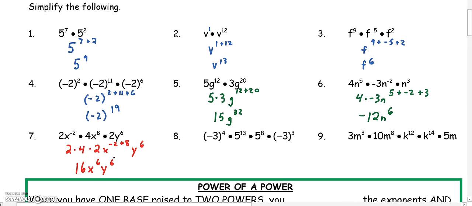Number 8. Now, in number 8, we're not going to multiply these numbers together because they're different bases. So we're going to worry about combining negative 3, and we're going to add those exponents, 4 plus 3. Then with 5, we're going to add the exponents, which are 13 and 8. So we would get negative 3 to the 7th times 5 to the 19th. Nope, sorry, to the 21st.